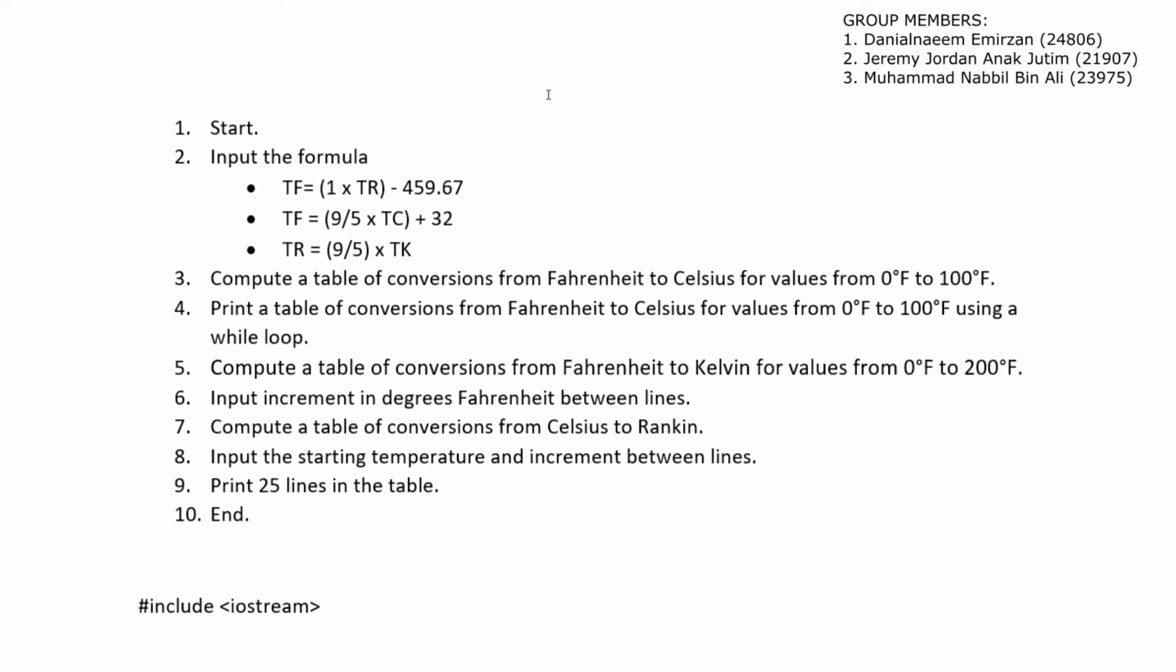So for the shortcut for this program, first you need to put start and input the formula, which is TF equal to 1 times TR minus 459.67. Second formula is TF equal to 9/5 times TC plus 32. And third equation is TR equal to 9/5 times TK.